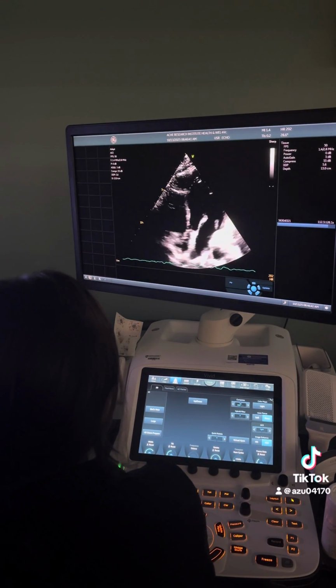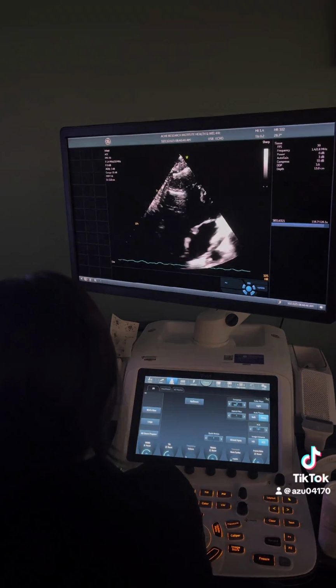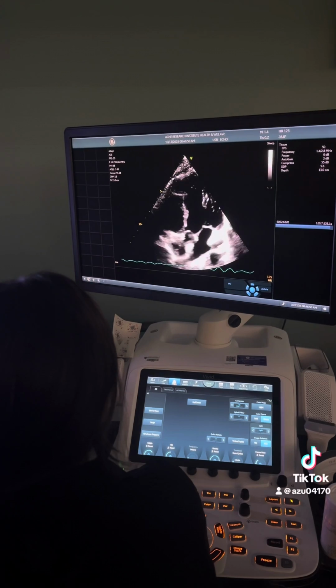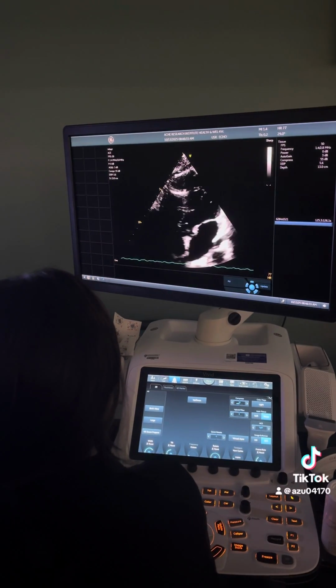This view is called the five-chamber view. To get this view, you want to angle or tilt the transducer more anterior to open up the left ventricular outflow tract and the aortic valve.